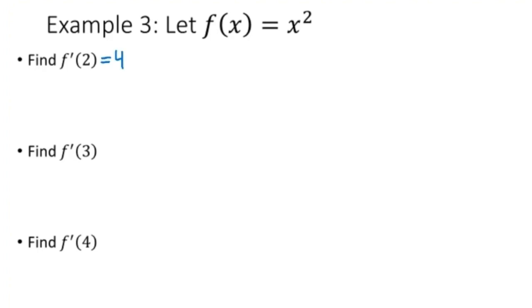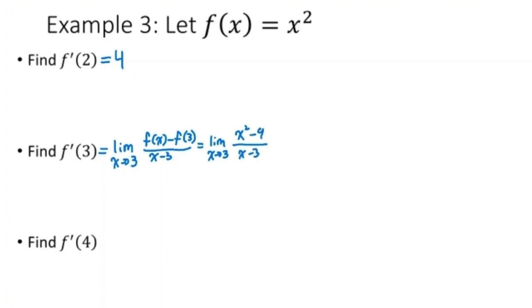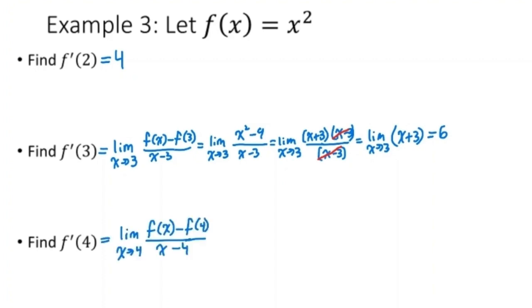Now we'll figure out f prime of 3 by using the definition. That is equal to the limit as x approaches 3 of f of x minus f of 3 all over x minus 3. F of x is x squared. 3 squared is 9. So we have the limit as x approaches 3 of x squared minus 9 over x minus 3, which we will simplify. And when we do, we get the limit as x approaches 3 of x plus 3, which is 6 through direct substitution.